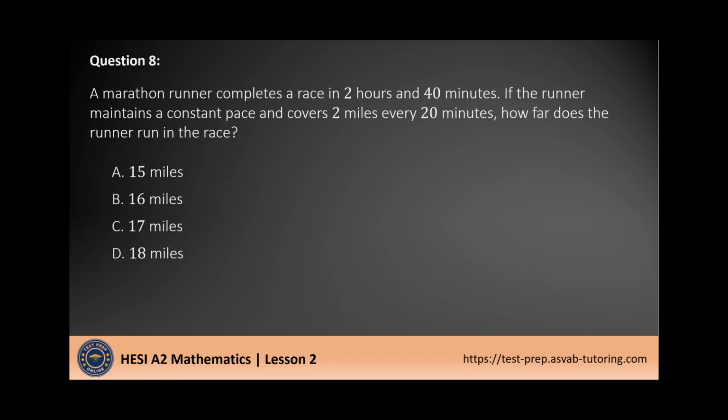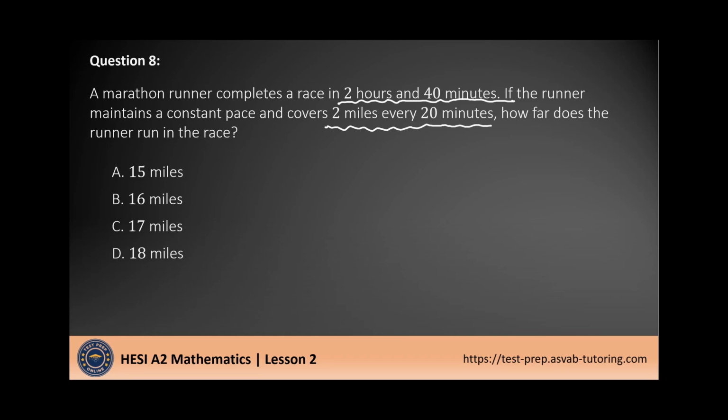A marathon runner completes a race in 2 hours and 40 minutes. If the runner maintains a constant pace and covers 2 miles every 20 minutes, how far does the runner run in the race? So this is the important part, right? 2 miles every 20 minutes. That's our pace, and then the total amount of time we're running is going to be 2 hours and 40 minutes.